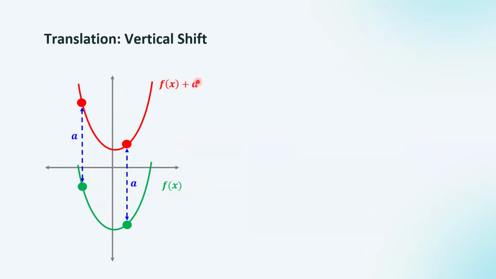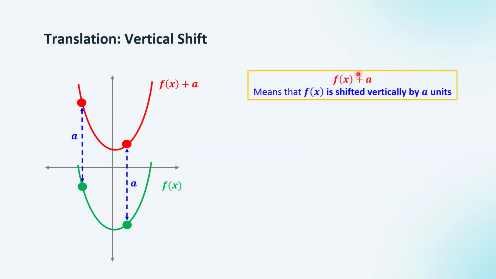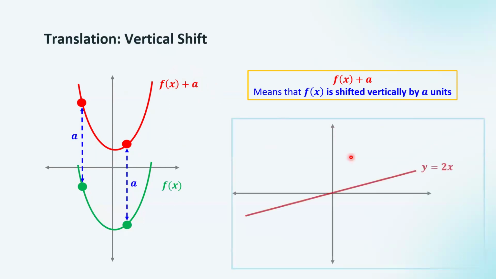So we can try to make a conclusion that f of x plus a means that f of x is shifted vertically by a units. And this one will be very logical. If a is a positive number, we're going to shift upwards. If a is a negative number, we're going to shift downwards. Let's try to see the examples. So over here, I have a straight line, y equals 2x. And now, let's say I try to shift this 2 points upwards.